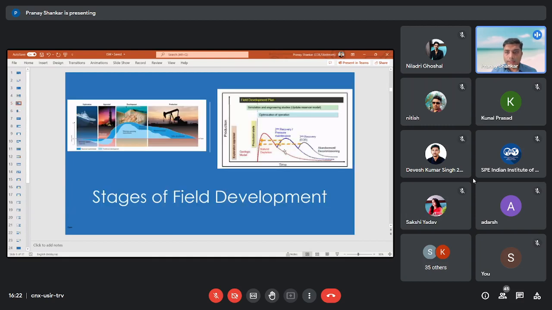But having said that, in my experience, the EOR doesn't need to wait until this point. We can start the EOR as early as possible to maximize this gain. So we can discuss it later on.